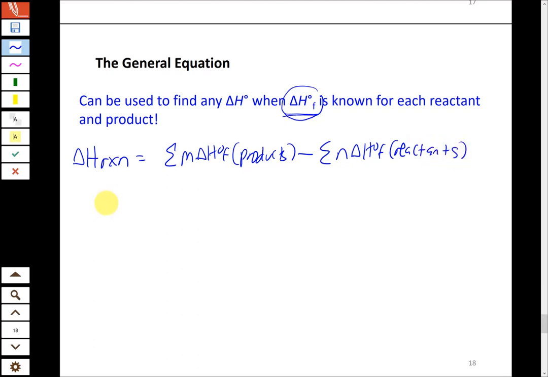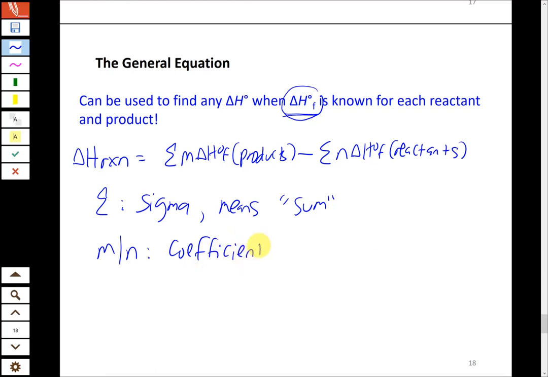So we'll define the terms here a little more clearly. Again, this Greek letter sigma here means sum. You've probably seen that in math courses before. So we're adding up all the delta H's of the products, adding up all the delta H's of the reactants and subtracting the two from each other. And then when we have these little coefficients m and n here, those are the coefficients for each reactant and product, because a formation equation involves forming 1 mole of that compound. So if you have more than 1 mole of that compound on the reactant or product side, you have to multiply the delta H of formation by that coefficient.